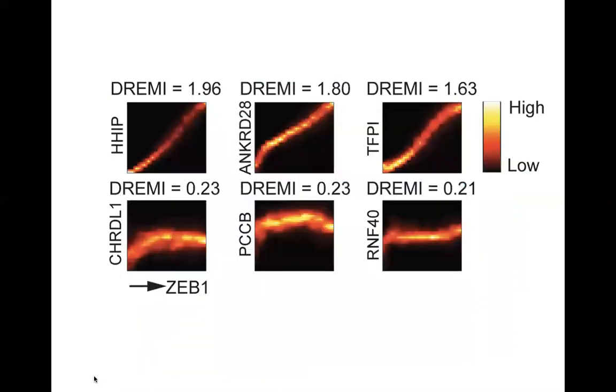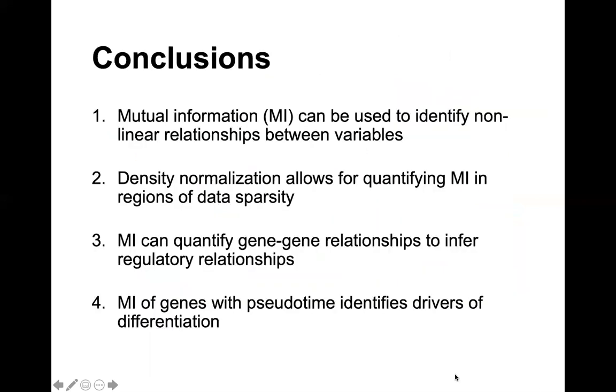And just to show you an example, when you do DREMI, you can get low scores on things that don't seem to change alongside each other, and high scores on things that have very distinct, thin relationships. So that's something you want to watch out for. If the relationship is thick, there's a lot of uncertainty there. It's probably intermediate regulators. If it's very thin, there's probably a strong relationship.